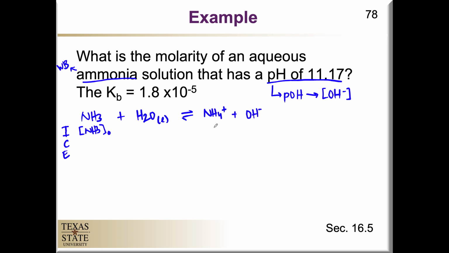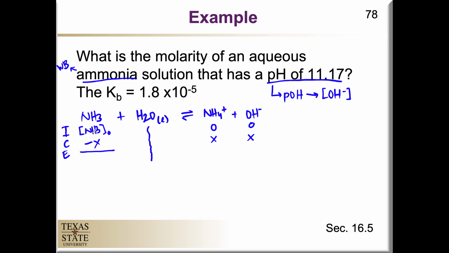About the products, we know that initially there's going to be 0 of them because the ammonia has not yet reacted. And we also know that water is a pure liquid, so it's not going to participate in the equilibrium, and we can cross it out. The next thing is that we're going to set up our changes. We don't really know anything about the changes, so we're going to use X. For the reactants, that's going to be negative X because they're being used up. And for the products, that's going to be positive X because they are being formed in this process.